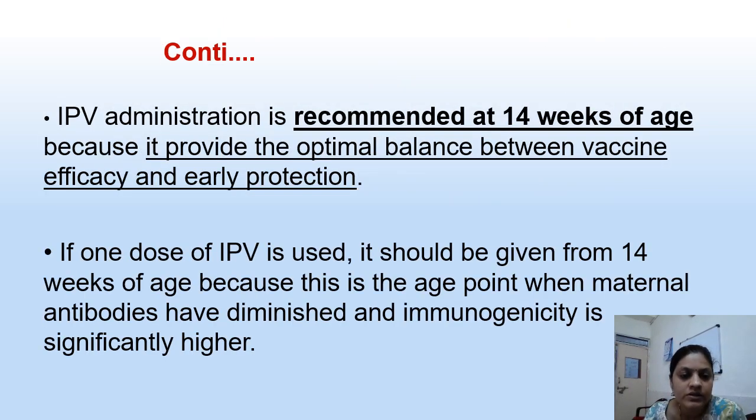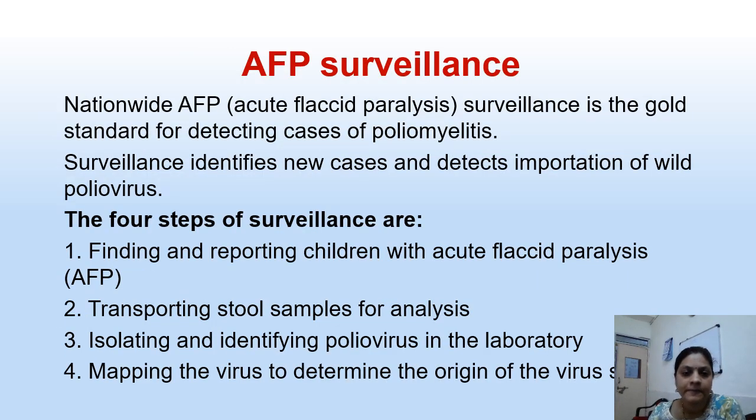IPV administration is recommended at 14 weeks of age because it provides the optimal balance between vaccine efficacy and early protection. If one dose of IPV is used, it should be given from 14 weeks because this is the age when maternal antibodies start diminishing and immunogenicity is significantly high.